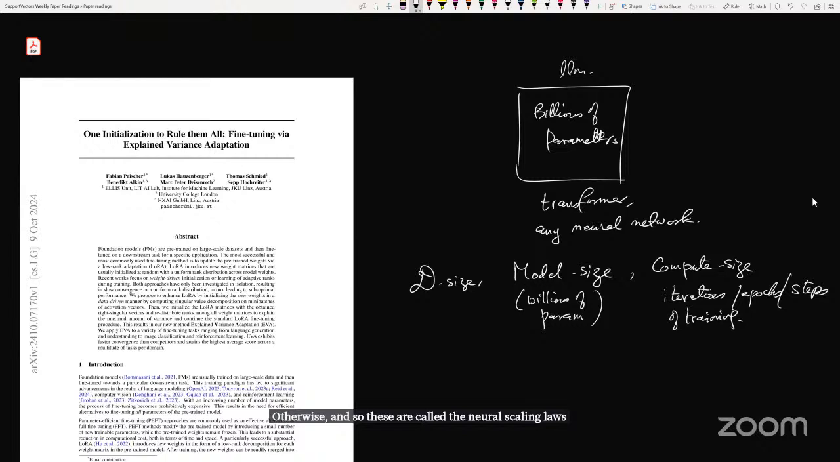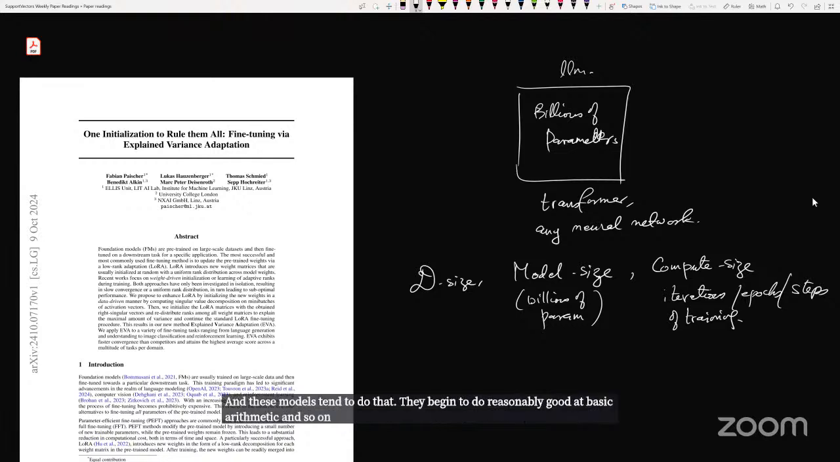The question is, why would you want to create bigger and bigger models? Well, the thing that happens is bigger models tend to have more abilities. They tend to have stronger, what appears to be reasoning capabilities, though reasoning is rather a strong word and highly contested. But let's just say that it is a simulacra of reasoning that they can exhibit. And these models tend to do that. They begin to do reasonably well at basic arithmetic and so on and so forth. So people tend to create large models.